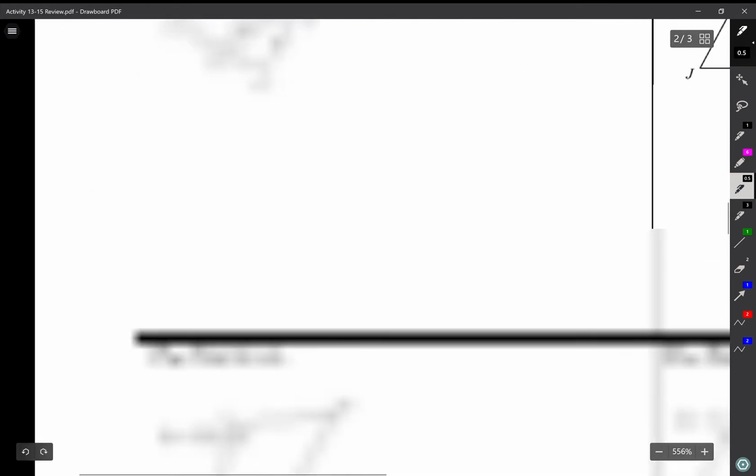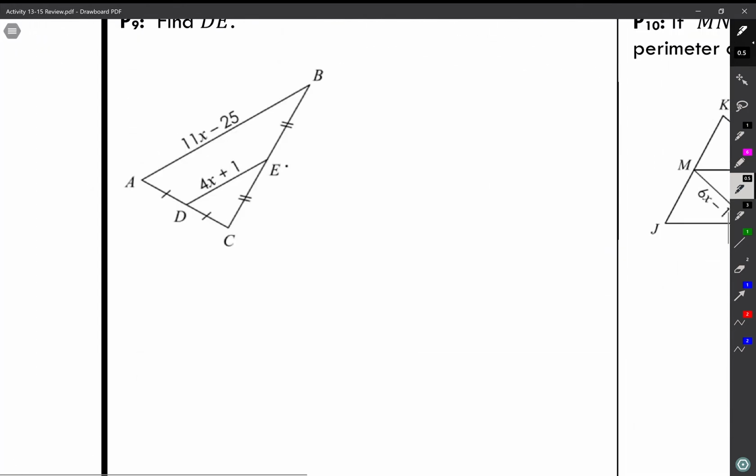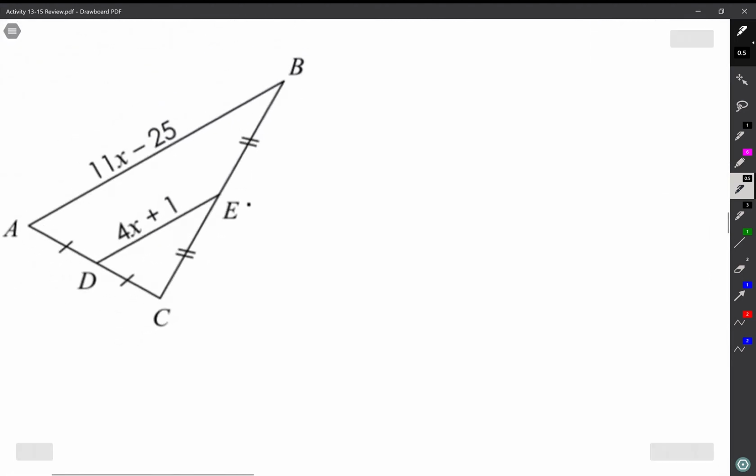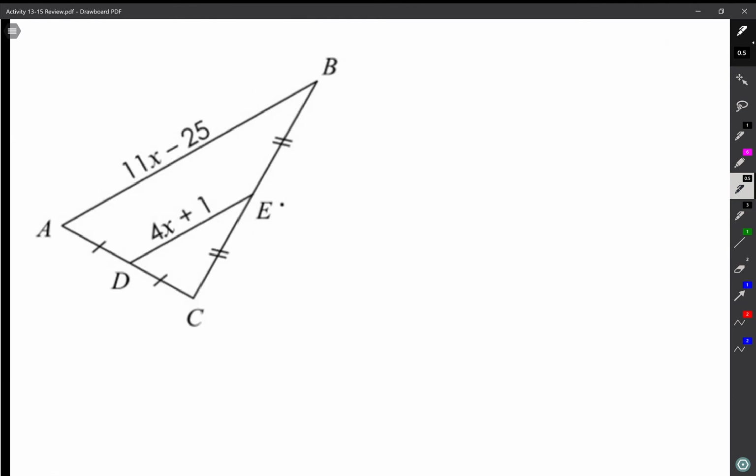Alright, number 9. Find DE. Alright, so let's look at this triangle right here, okay? I noticed that these two segments on either side are congruent, and then the same thing for this side. What that means is that E is a midpoint, and then D is a midpoint of that side. If you draw a line between the two midpoints of sides of a triangle, then you have a triangle mid-segment.